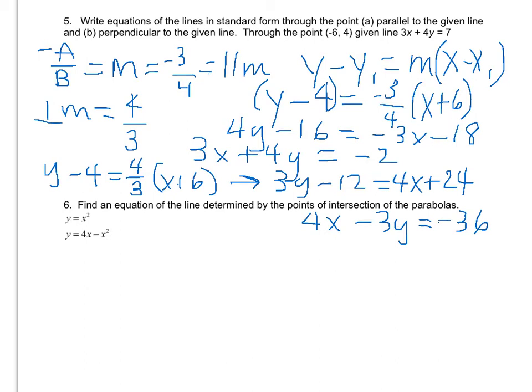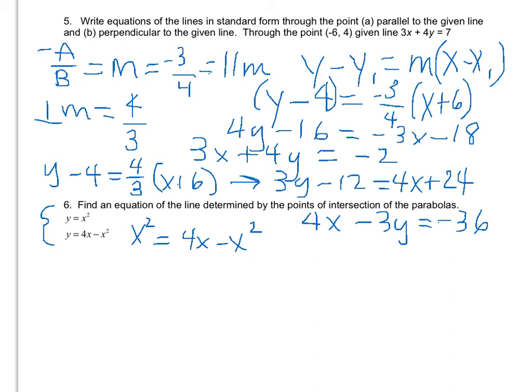This problem wants us to find the equation for a line determined by the points of intersection of these two parabolas that are given right here. So if I have a calculator, you could graph this to find the points of intersection using your calc key and going to intersection. Or, since this is a system, it's very easy, since they're both set equal to y, you can set them equal, and you get x squared equals 4x minus x squared.